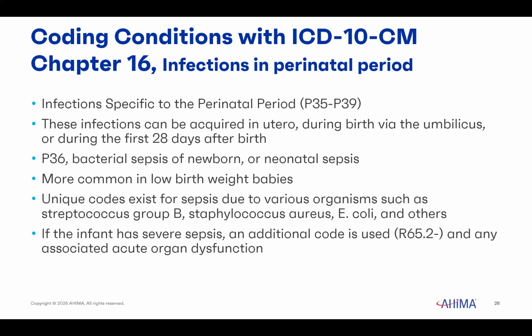Finally, we get into infections specific to the perinatal period, falling into P35 through P39. And again, the infections can be acquired in utero, during birth, or in the first 28 days after birth. P36, bacterial sepsis of newborn or neonatal sepsis, is common in low birth weight babies, and there are unique codes that exist for this due to various organisms such as strep, group B, staph, E. coli, and others. And if the baby has severe sepsis, an additional code is used from subcategory R65.2.